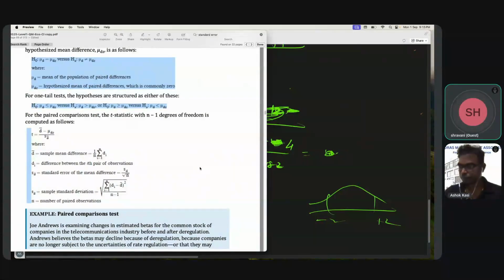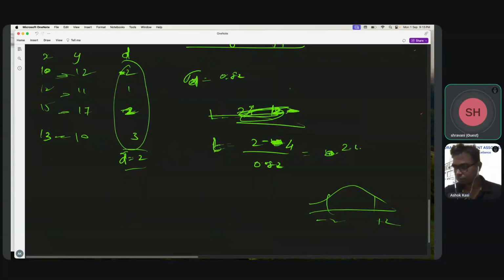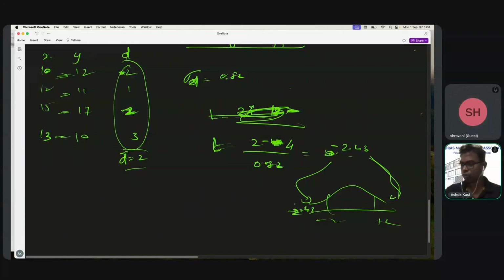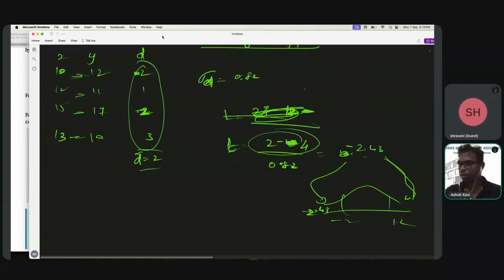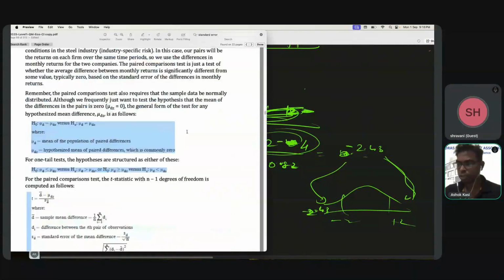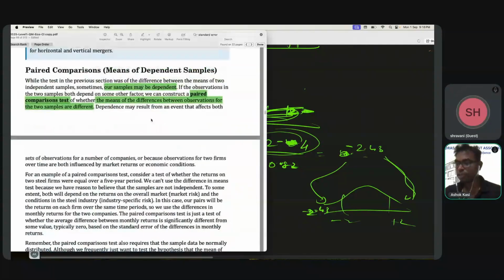So this is 2.43. Then we can say this is significantly different. 2.43 is falling outside the range. That means this difference is significant. Okay, understood this one. They will not ask you the sums, but then again, theory.